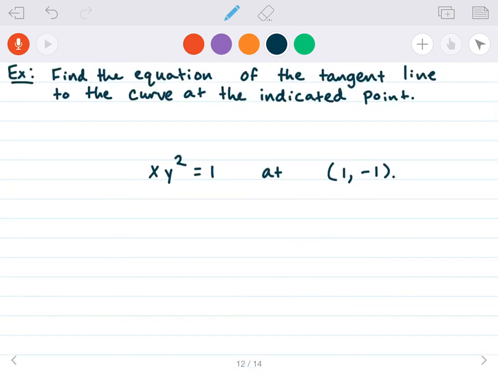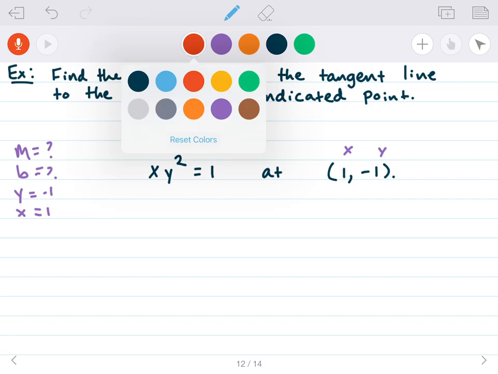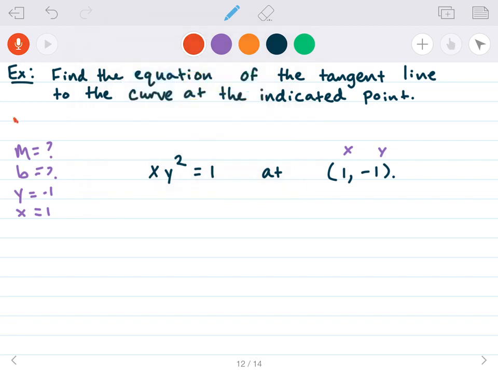Find the equation of the tangent line to the curve at the indicated point. So this is just like when we had explicit functions. We need to figure out what is the slope, what is b. We're given a point, so we know that y equals -1, x equals 1, and remember our equation of a line is of the form y equals mx plus b. So let's first find the slope by taking the derivative.